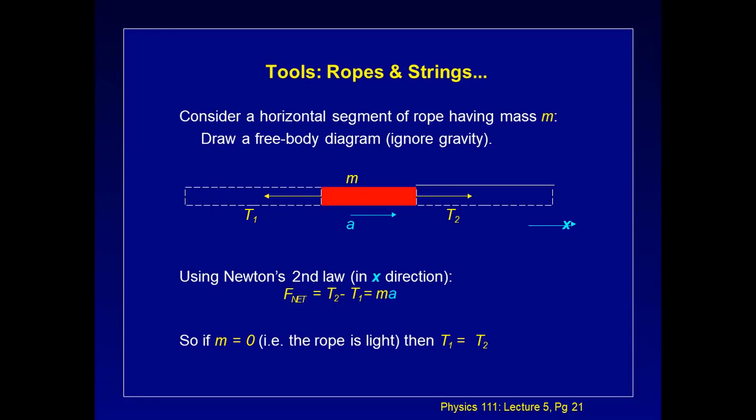Using Newton's second law in the x direction, F net is equal to positive T2 because it's to the right, minus T1 because it is to the left. You're going to equate it now to the mass times acceleration, okay? Mass of the rope times the acceleration of the force applied to the rope. So if m is equal to 0, or the mass of the rope is negligible or super light, then your first tension is equal to second tension.